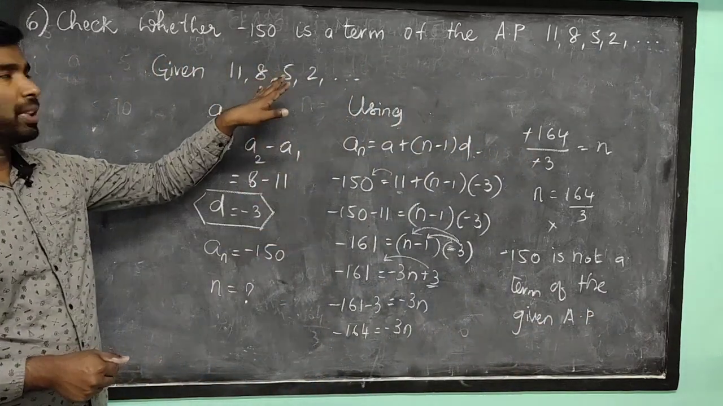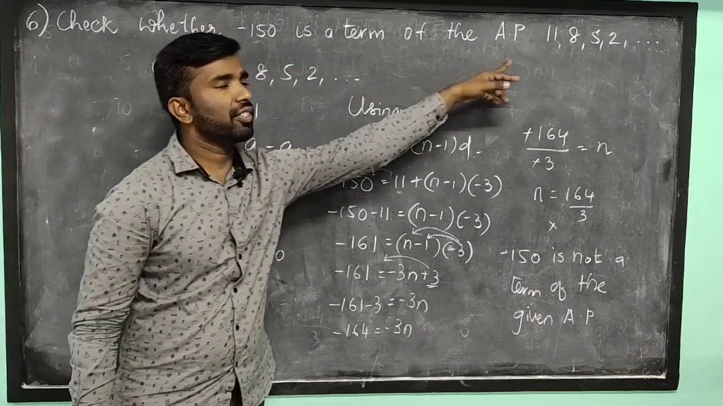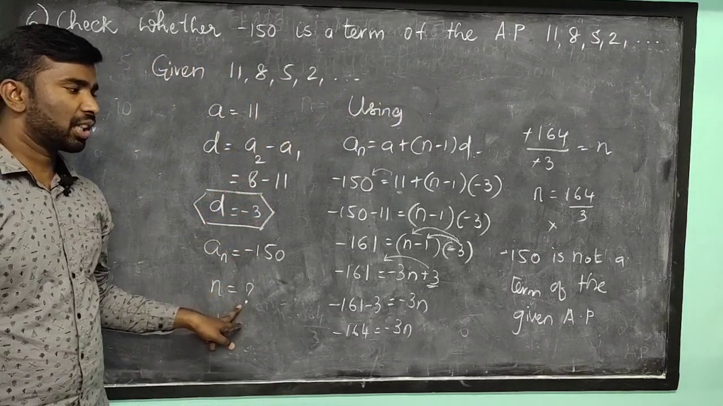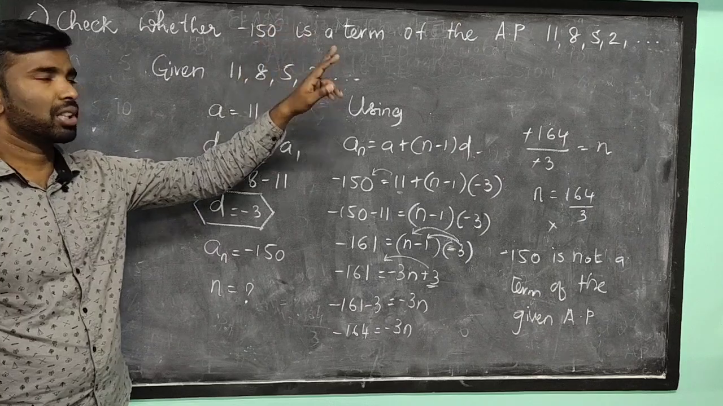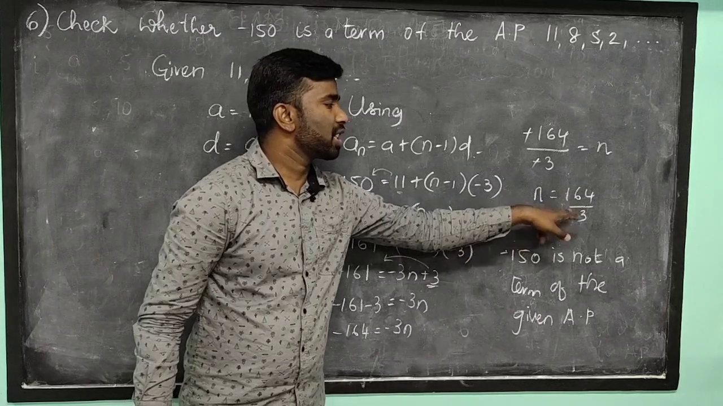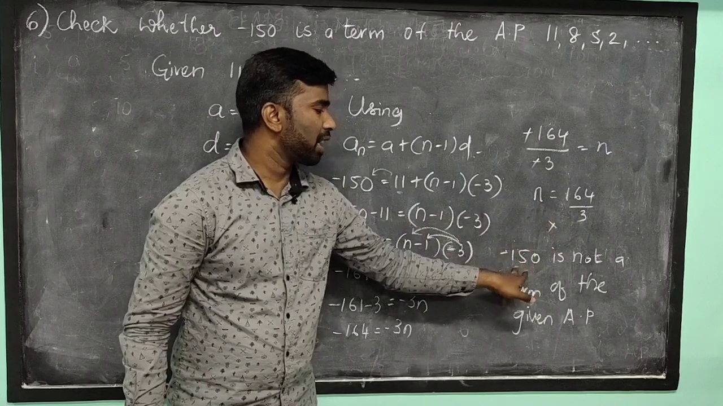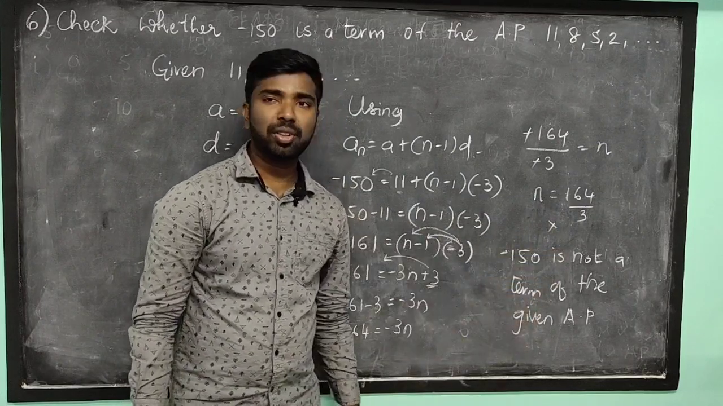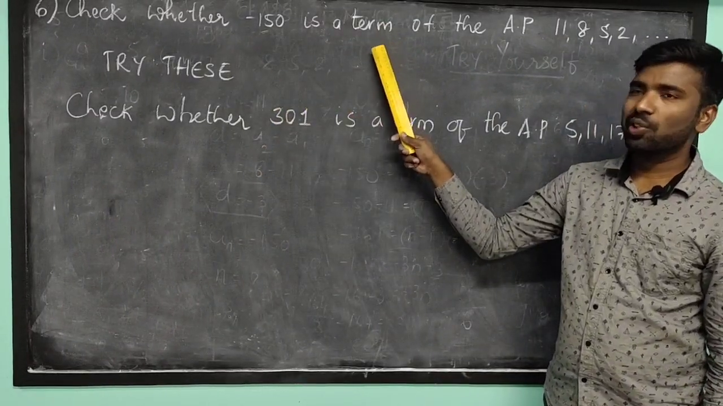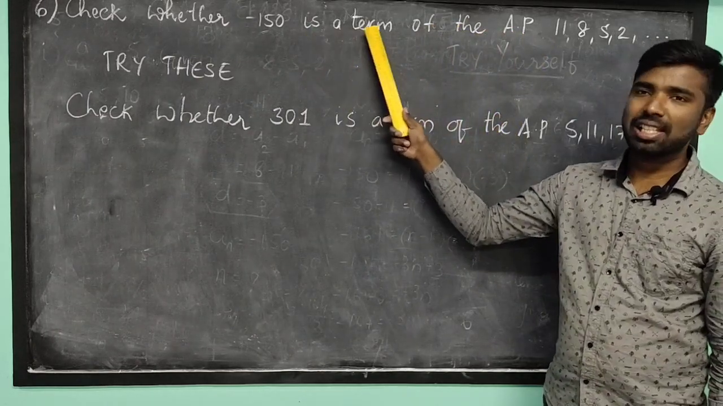Students, let me repeat again. We should check whether minus 150 belongs to the given AP. How to check? We should find out the value of n, and if it is a natural number, that means minus 150 belongs to that AP, otherwise it does not belong. Because we got n as 164 divided by 3, which is a fraction, not a natural number, minus 150 is not a term of the given AP. Students, we have solved the sixth question, where minus 150 is not a term of the AP because we have got n as a fraction.